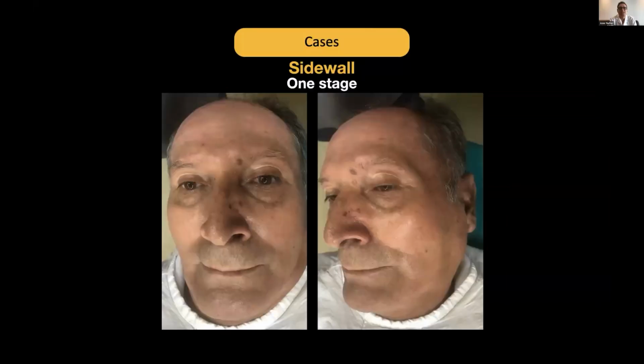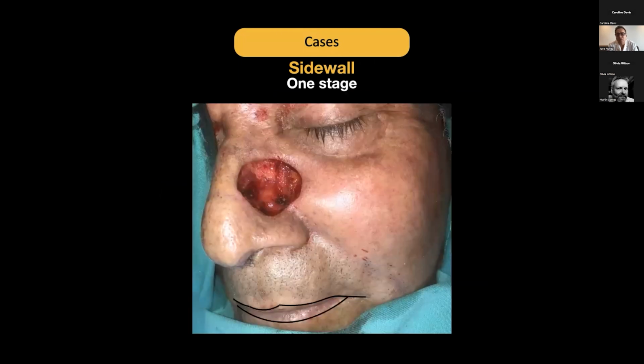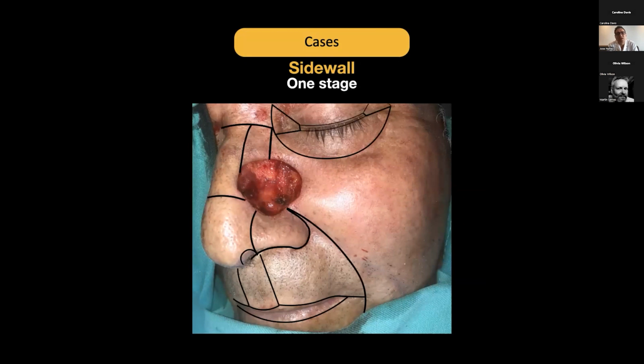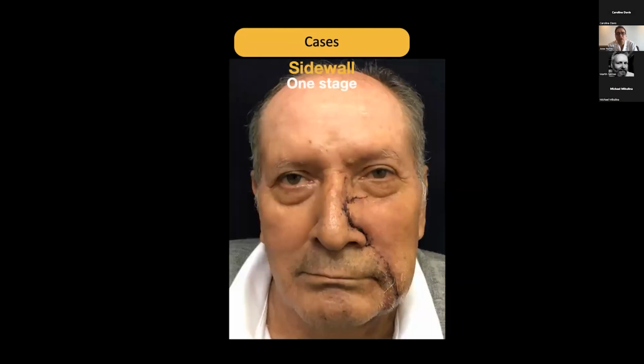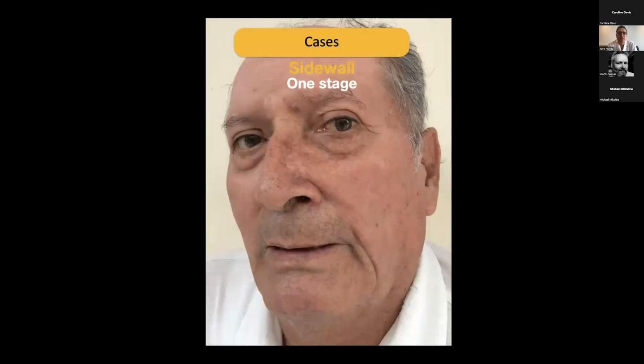The cases, for example, this is a sidewall defect with a basal cell skin cancer. In one stage, we did the removal of the lesion, we drew the subunits of the nose. We followed the dotted lines, did the cut, the removal, and this is a control of the patient after the procedure.